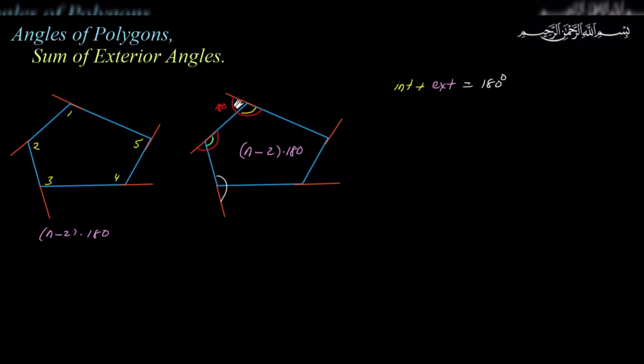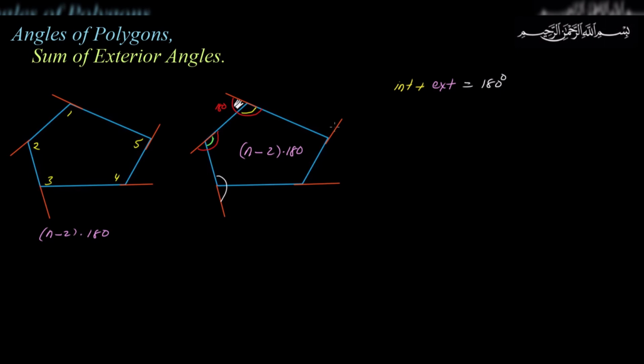Well, for any polygon, how many of these would you have? For the pentagon, you would have 5 of these: 1, 2, 3, 4, and 5, right? 5 pairs. So you would have 5 pairs of interior and exterior angles, correct? For any particular polygon, you would have that number of pairs of interior and exterior angles, and they both add up to 180 degrees.